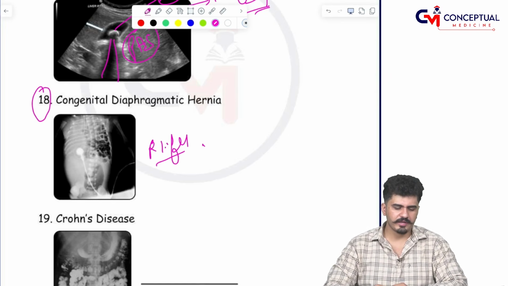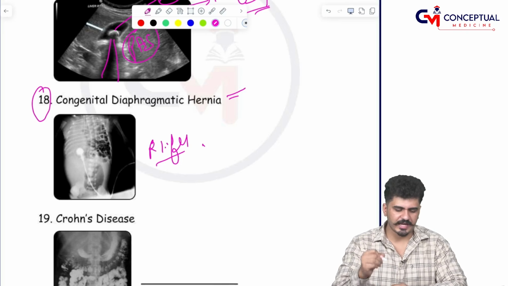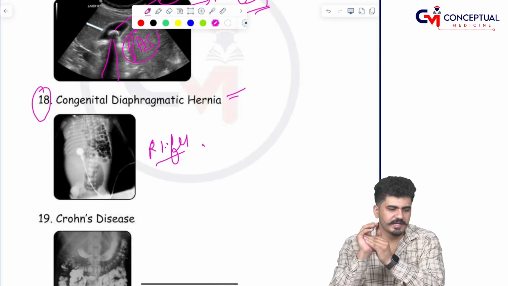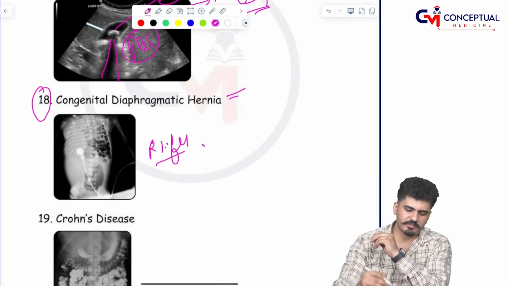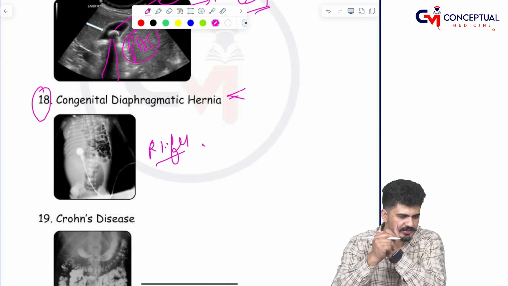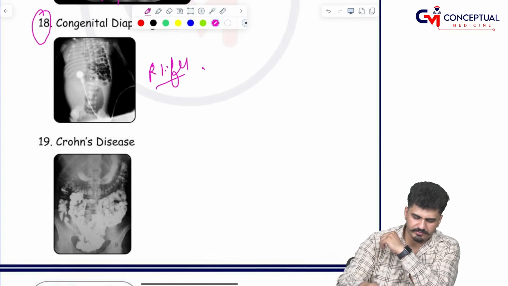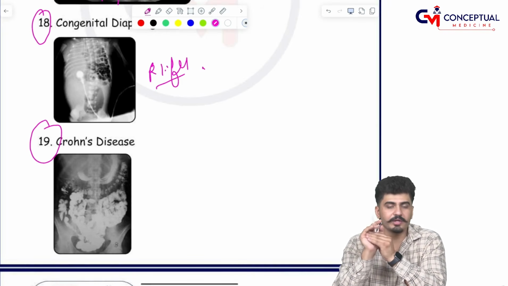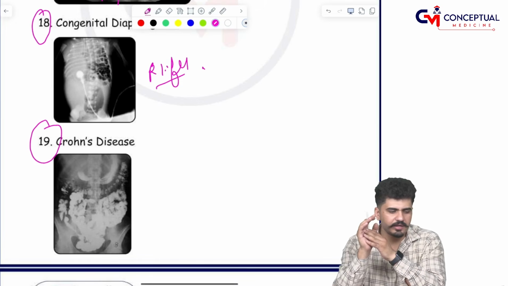Good. Okay? Now, can anyone guess the type of congenital hernia? Bochdalek. Yes, Bochdalek type is there. One more type is there. Most common is the Bochdalek type of congenital diaphragmatic hernia that you are going to see. Now coming to the next, we have talked about Morgagni and Bochdalek. Morgagni is more common than the Bochdalek.